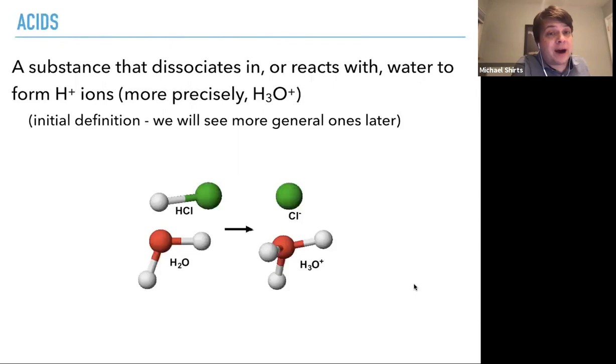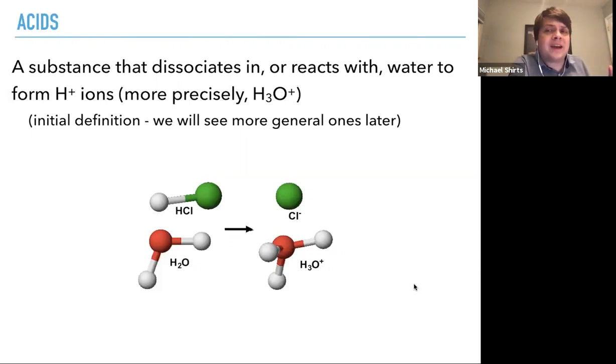So acids. A substance that dissociates in or reacts with water to form H+ ions, more precisely hydronium ions, is one very common definition of acids and bases. We'll get into a more useful definition later on. Commonly, hydrochloric acid says it right on the tin. Hydrochloric acid functions as an acid by donating the hydrogen. The covalent bond breaks, and the hydrogen covalently bonds to H2O to form H3O+.